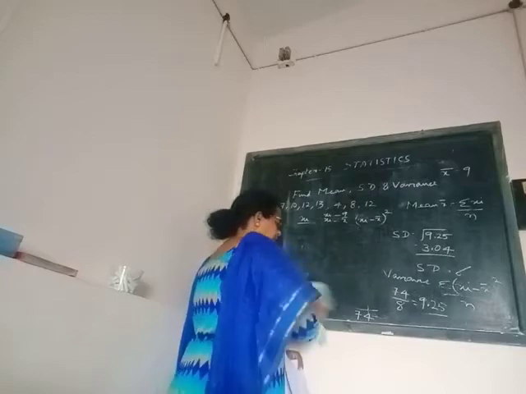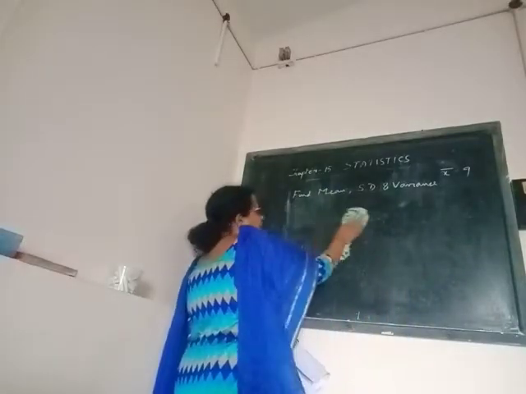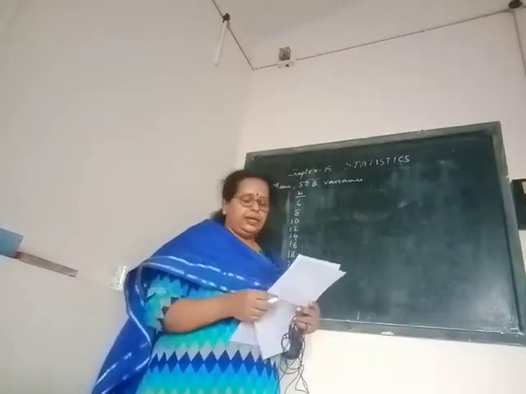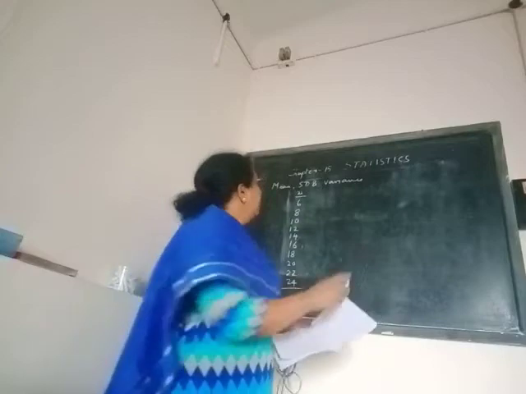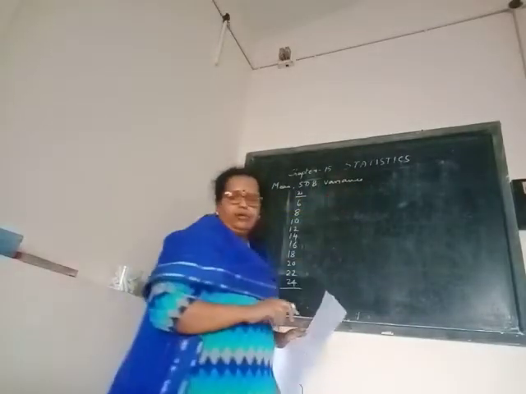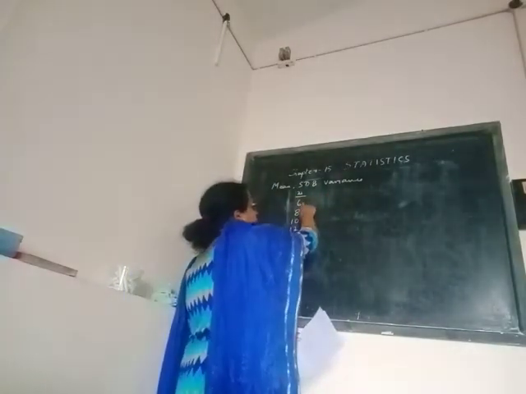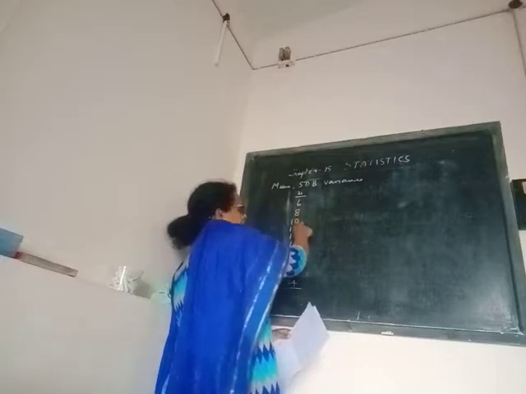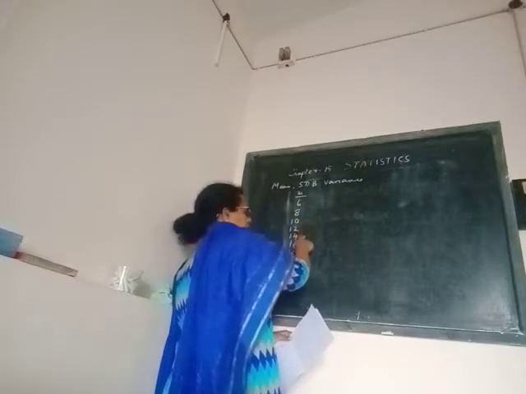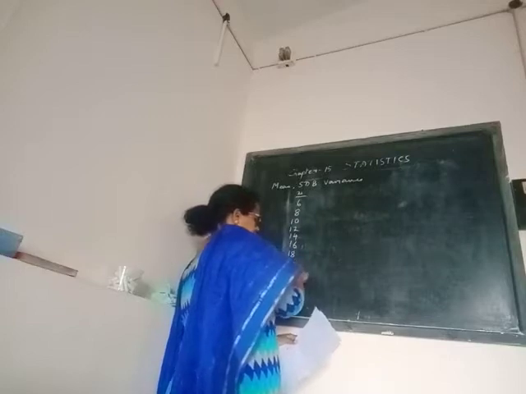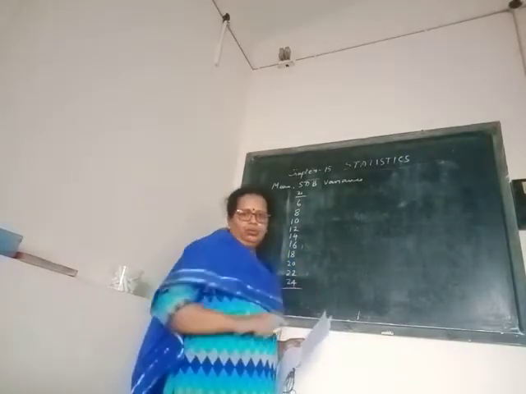For the exam, instead of this raw score, a frequency table is mostly asked. But let us practice this type of problem as well. Okay, next question is: find the mean, standard deviation and variance of the scores 6, 8, 10, 12, 14, 16, 18, 20, 22, 24. Always write the formula.